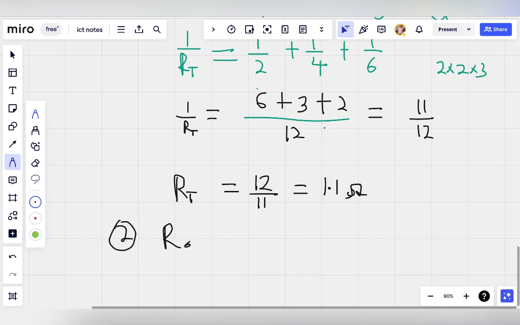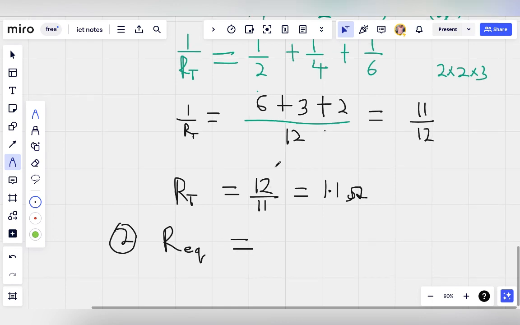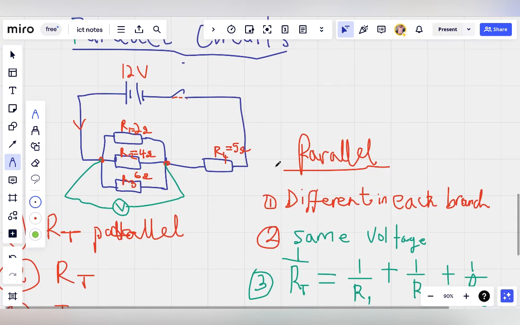The second one is overall resistance, R equivalent in the circuit. The equivalent resistance in the circuit, which is the sum of all the resistance in the circuit. Now the sum of all the resistance in the circuit, remember, I have resolved this. So what I have now, this circuit has become like this.